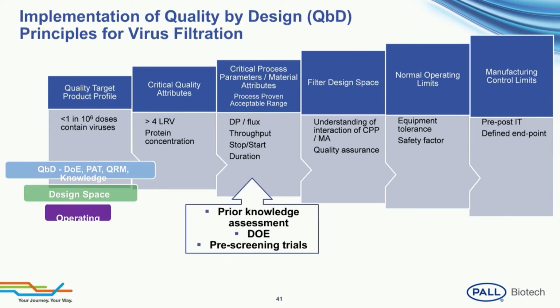Testing can then be performed to understand the interaction of critical process parameters and material attributes. So this defines what the normal operating limits and manufacturing control limits would be.